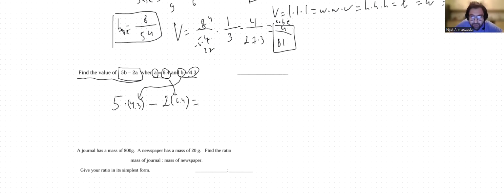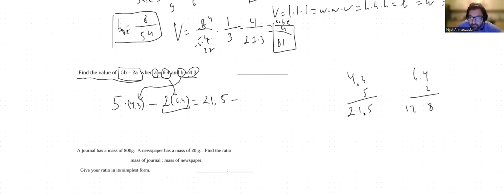Now we are just calculating 4.3 times 5. Let's calculate it here. Times 5: 3 times 5 is 15, so we write 5 and carry 1. Then 4 times 5 is 20, and adding that 1, we get 215. But remember, we had the point here, so we put that point in the exact same place, and the answer will be 21.5. Now calculate minus 2 times 6.4. We are doing the exact same thing: 2 times 4, 2 times 6, and putting the dot. That's it. 12.8.